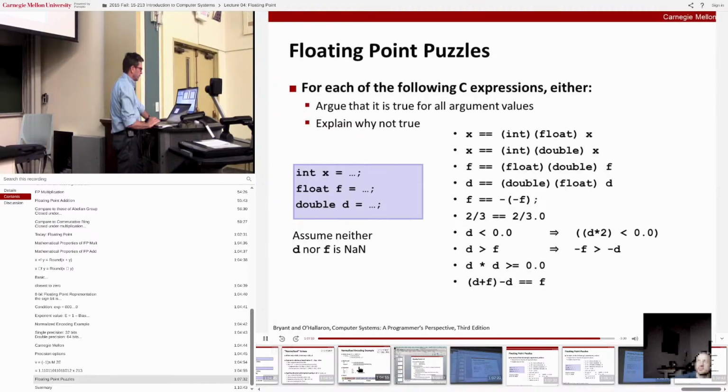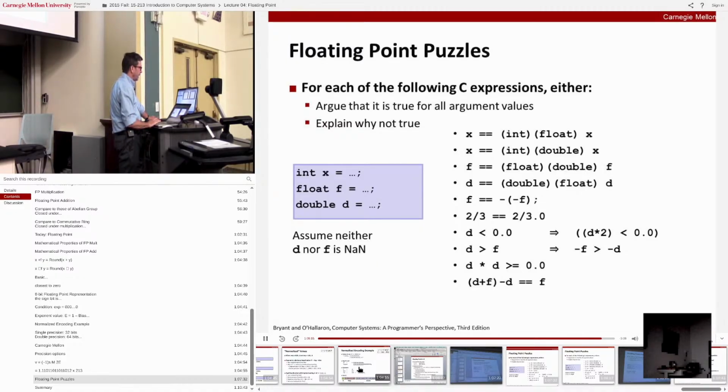All right, let's let him catch up. All right, so what do you think? If we take x, which is an int, cast it to a float, and then cast that back to an int, will that always be equal to x? No. Right, because we lose some bits, right? We don't have enough frac bits in float.